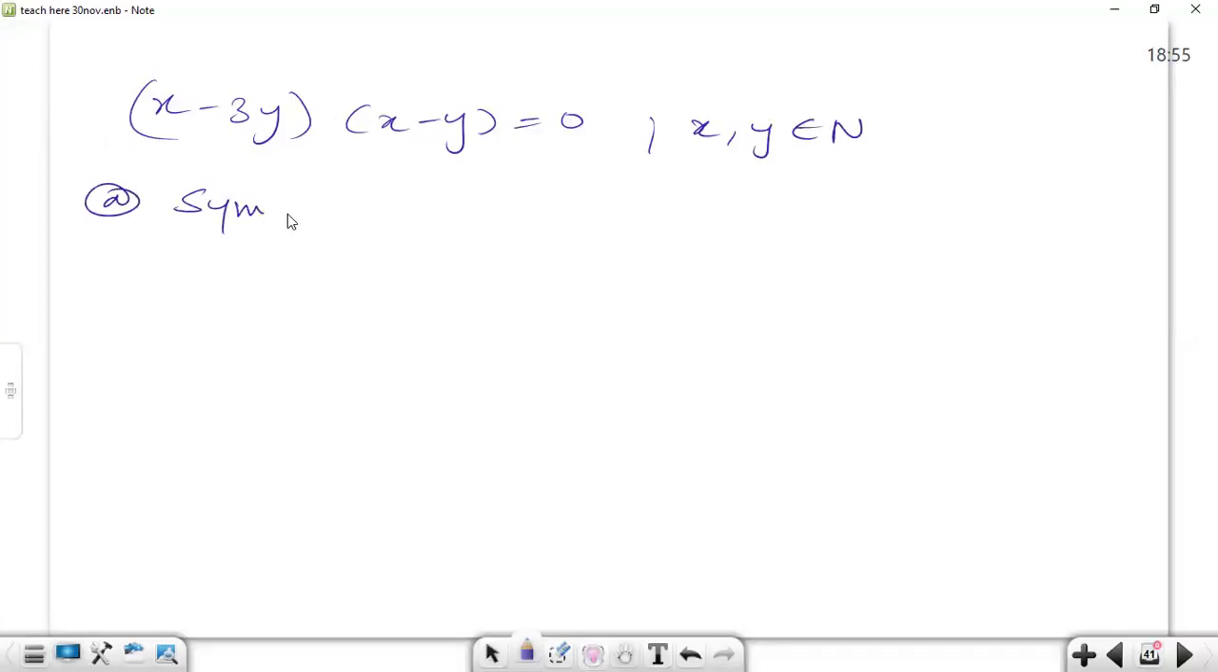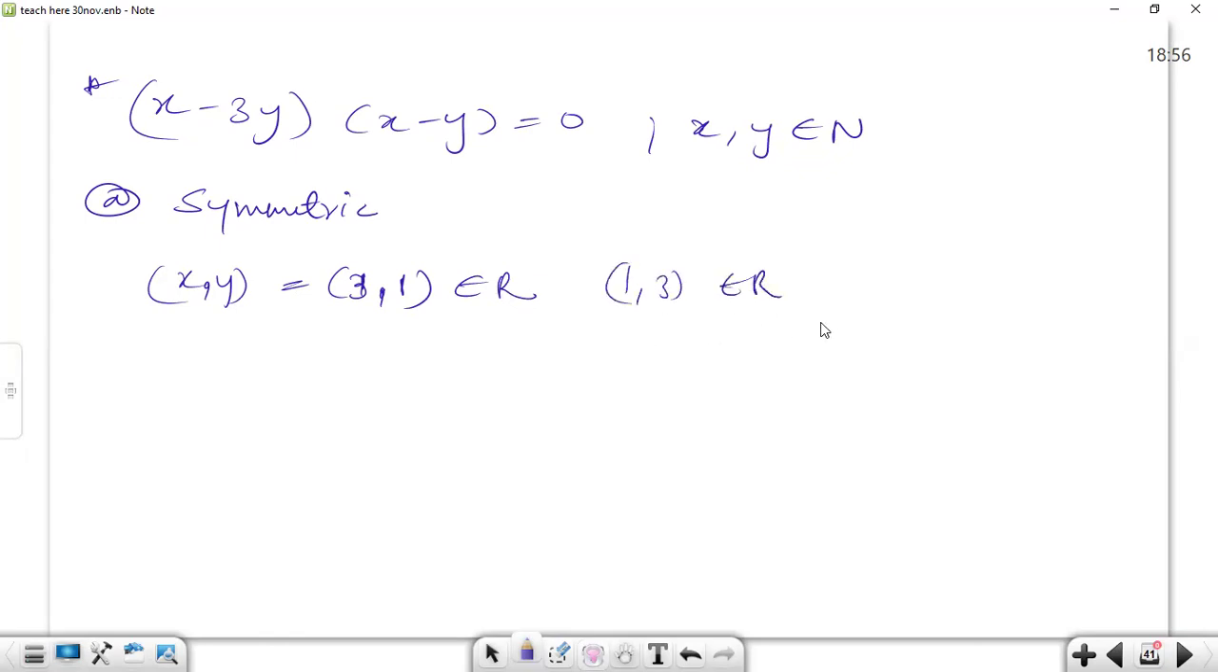Now for checking the symmetric relation, let's take x and y such that they satisfy the condition. Taking x as 3 and y as 1, it will satisfy the condition of the relation. How so? 3 minus 3 into 1, that will become 0. Simple. So if this belongs to the relation, for the relation to be symmetric, (1, 3) has to be in the relation. If this is in the relation, then our relation is symmetric, otherwise not.